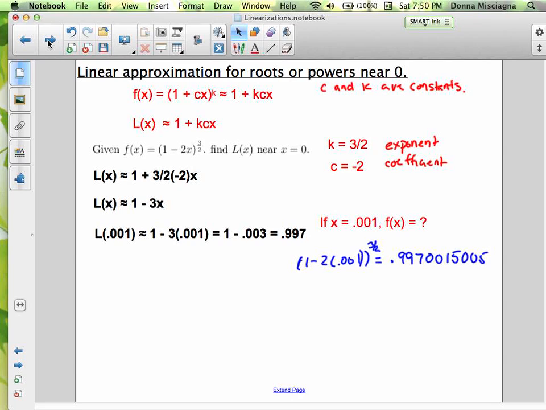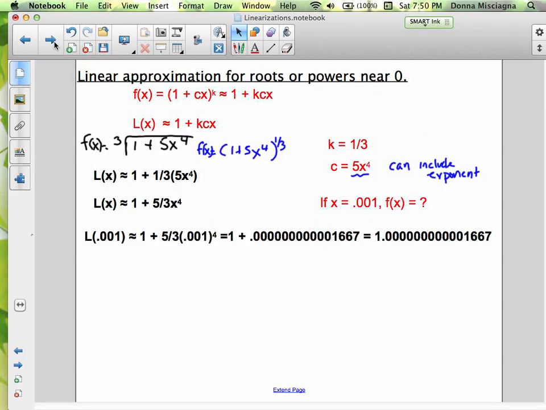So we want to know, what if x is 0.001? Then what would it be? We plug 0.001 into our equation, and we get 1 minus 3 times 0.001, or 1 minus 0.003, or 0.997. The actual value, if we evaluate this in a calculator, is 0.9970015005. So you see, we're accurate essentially to the 6th decimal place. That's where we have an extra value, because we can put 00 after the 0.997. So this is very accurate for roots or powers near 0, and it always follows the same format.